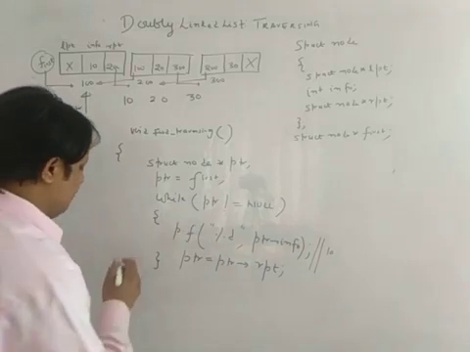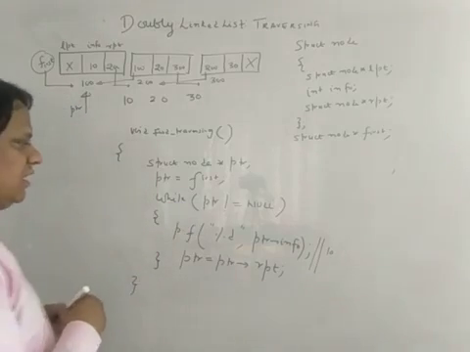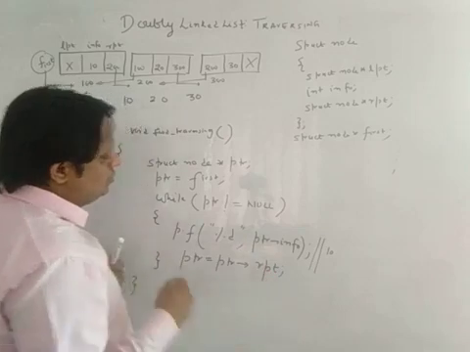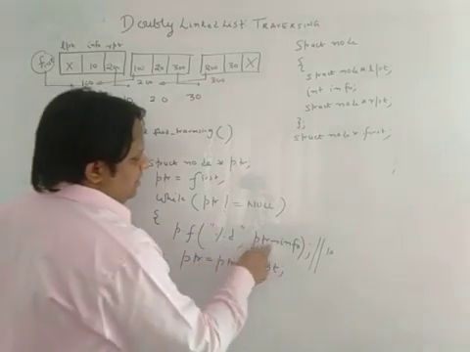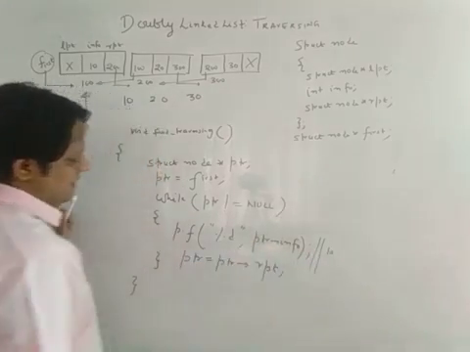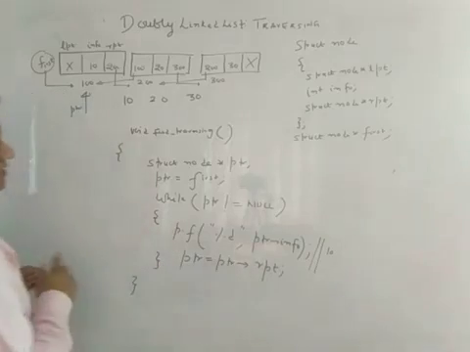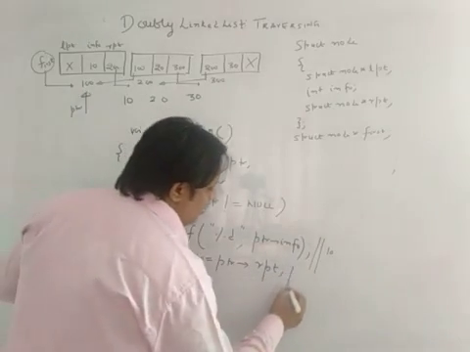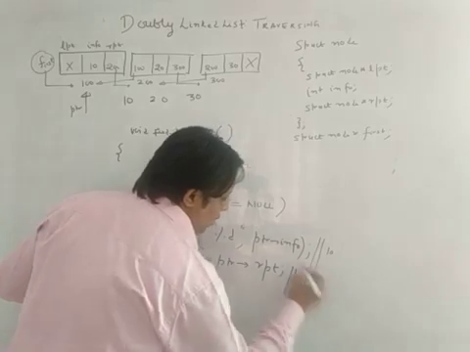So initially the value of ptr is what? ptr is 100. So 100 not equals to null, the condition is true. Now if your condition is true, you are printing the info part, and the info part is 10. Now you are moving the pointer, ptr is equal to ptr arrow RPT. Now your ptr is pointing at what? 200.